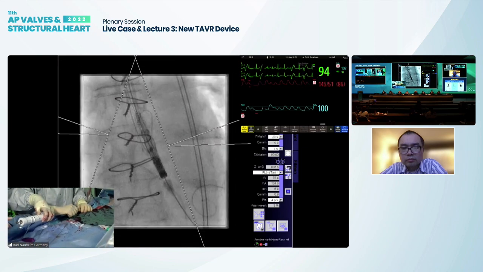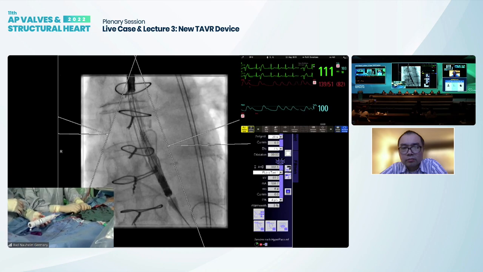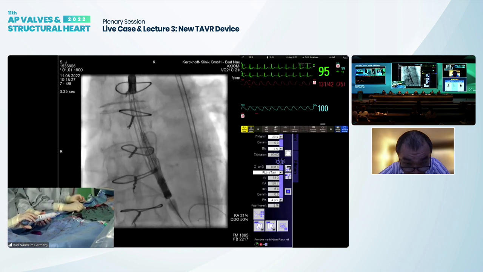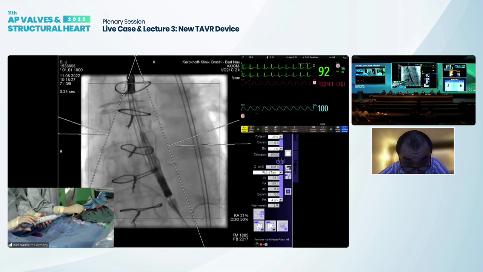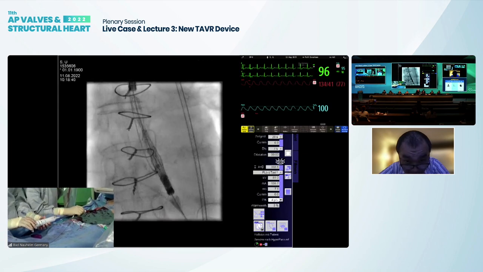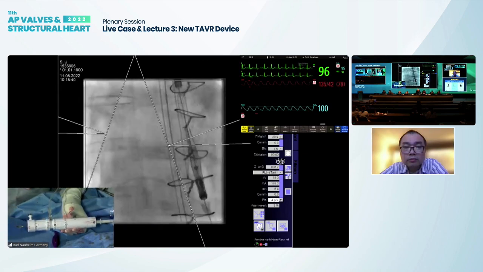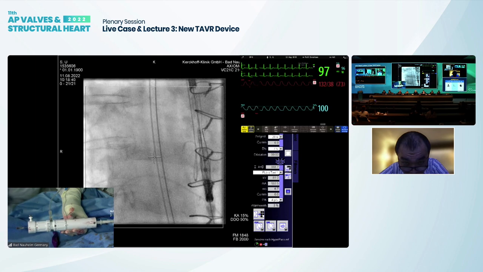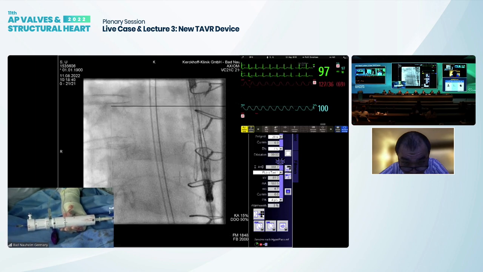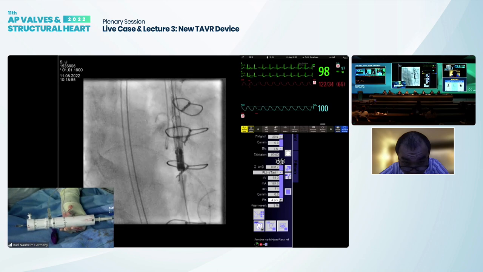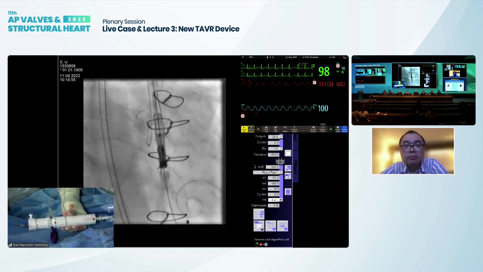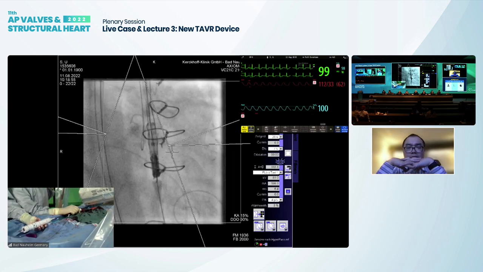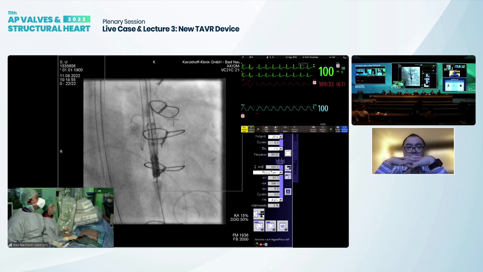So now we check the commissural alignment looking at the three commissural tabs, and we think we have roughly commissural alignment. We will check in the cusp overlap view, RO 33. Now you see that in the cusp overlap view, we have a 2-1 configuration. This would be too complicated to explain, but this indicates actually that we have commissural alignment. Now we go back to the implantation view. The patient is still hemodynamically stable.